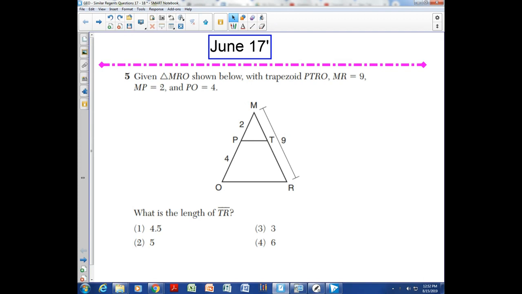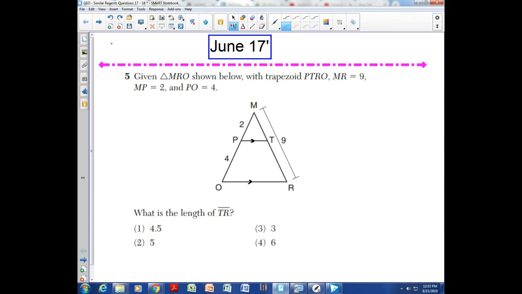Okay, in this particular case, we know that PT must be parallel to OR because they're telling us that's a trapezoid, and at least one pair of opposite sides in a trapezoid are parallel. So we can also see with that information that we have similar triangles.